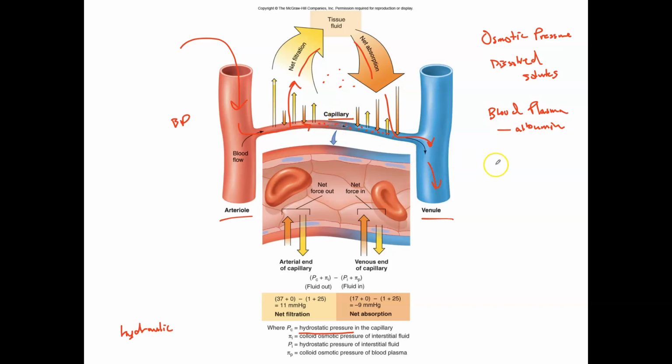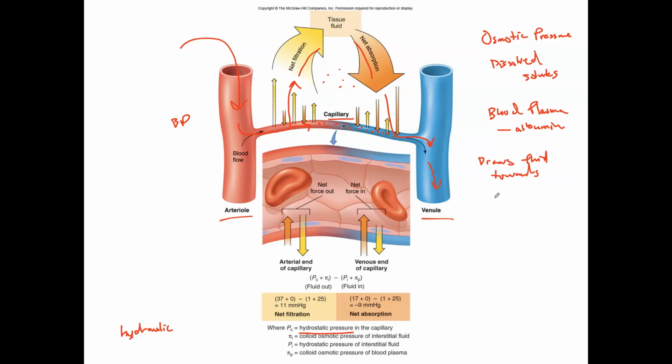pressure. So the osmotic pressure is essentially the pressure that draws fluid towards something, right? So if you're drawing fluid back into the cardiovascular system, that's because of the osmotic pressure. If you're drawing fluid out of the cardiovascular system, that would be because of the osmotic pressure.